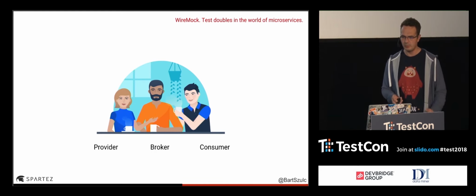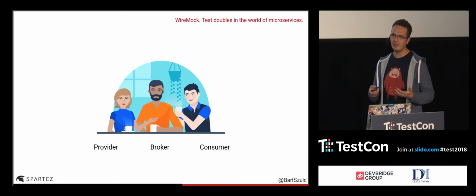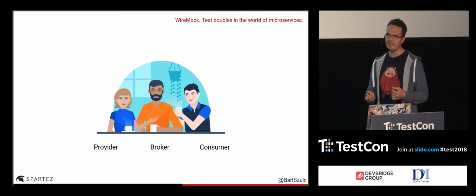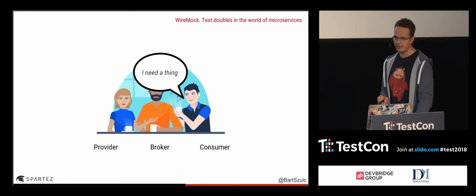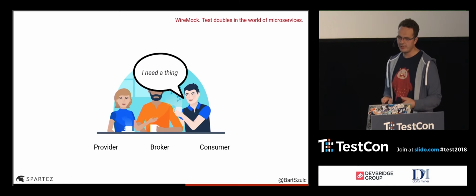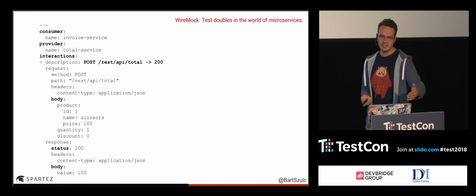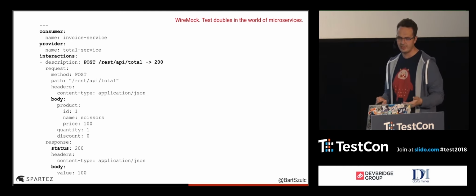And what we are doing is this: we have consumers and we have providers. A provider is the party that provides some kind of capabilities over REST API, right? So we have microservices that provide some kind of REST API, and we have consumers, other microservices that consume those capabilities. And in the middle, we have a broker, a party that is responsible for handling communication between those two. So this is the usual conversation that is happening. A consumer comes to the broker and says, I need a thing, and basically specifies what they need with some kind of easy to understand specification.